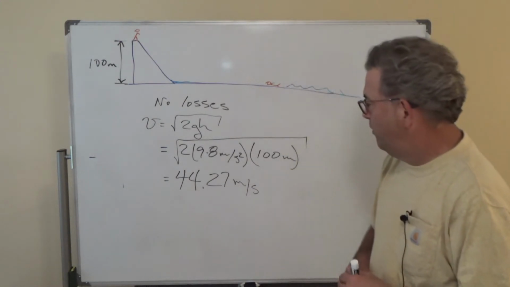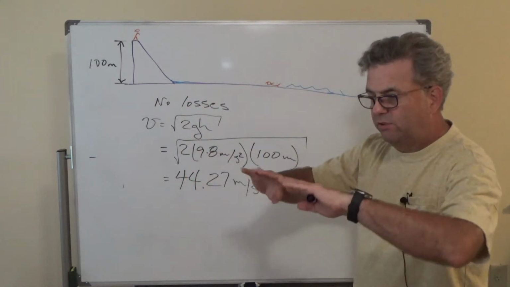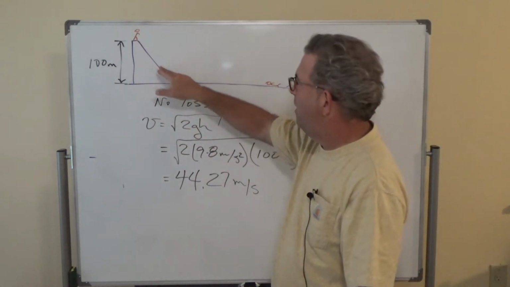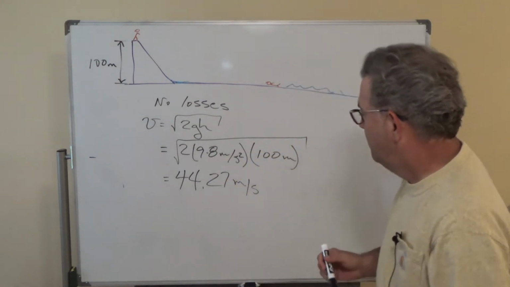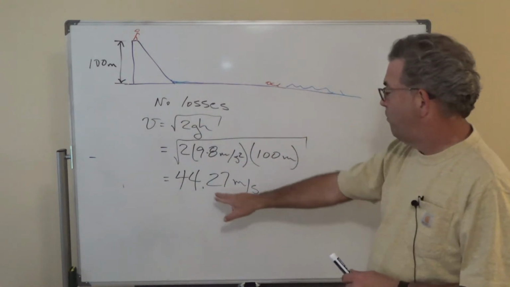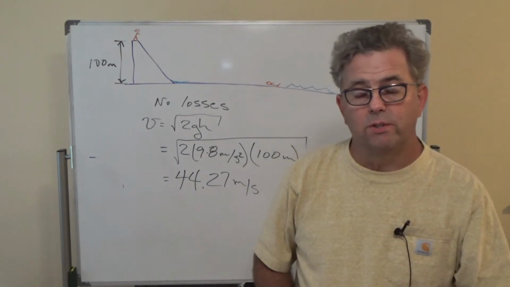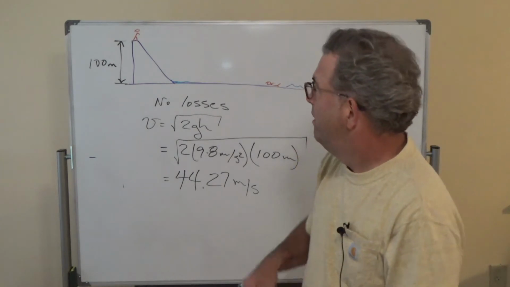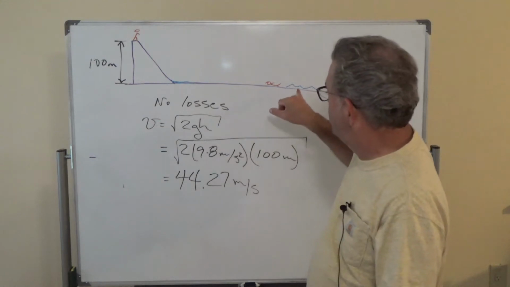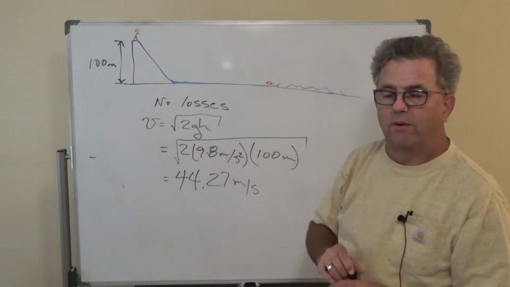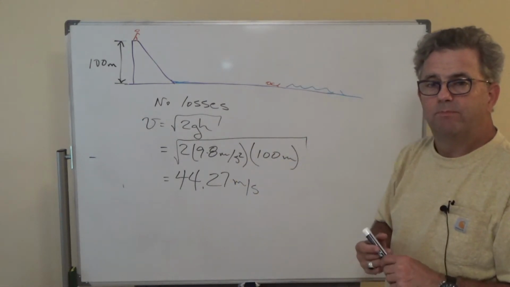You're falling from 100 meters. This is no losses. You're in a Teflon suit on a Teflon slide. So you get ejected down here at 44.27 meters per second. But what's happening in the real system? In the real system, there is water all along the way, and usually some sort of big water stop down here that's taking away energy from the system.